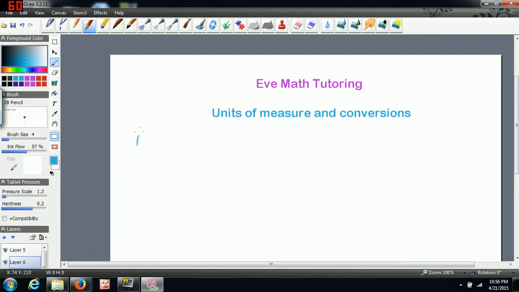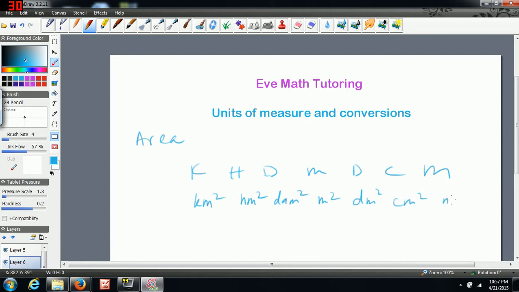if you were looking at area, then if you again did King Henry doesn't mind drinking chocolate milk, it would be kilometers. So area is usually in these units squared. That's the only difference between area and regular measurement. Meters squared, decimeters squared, centimeters squared, millimeters squared. So you would use the same chart for area as for just regular metric measurement.